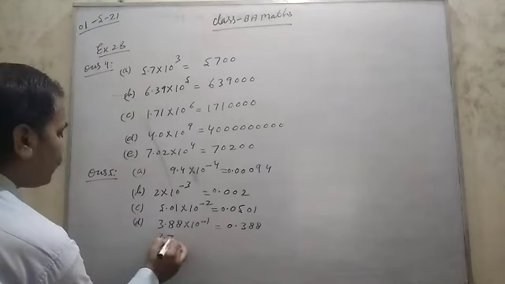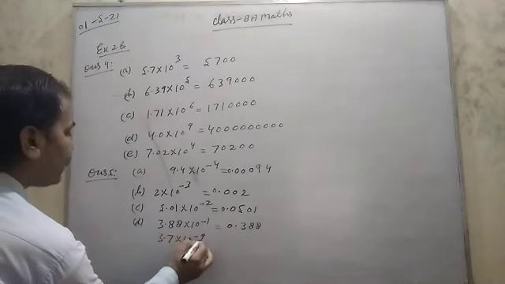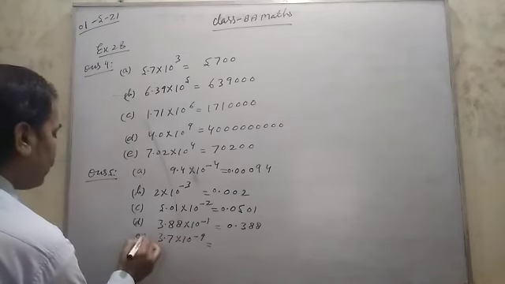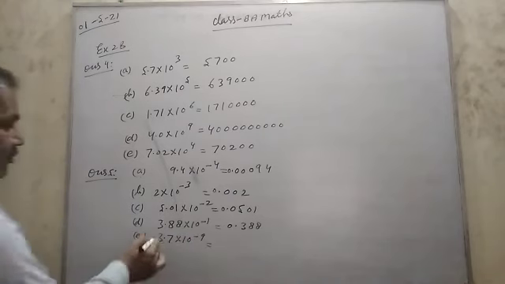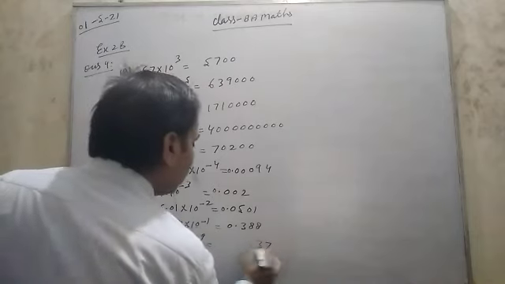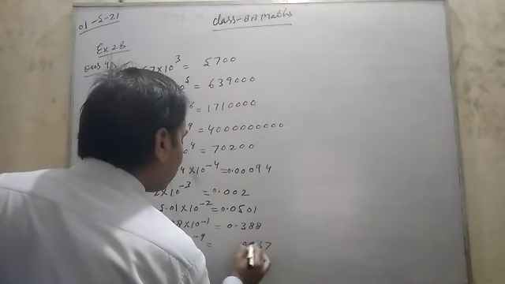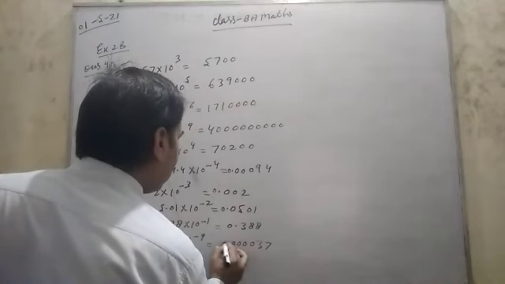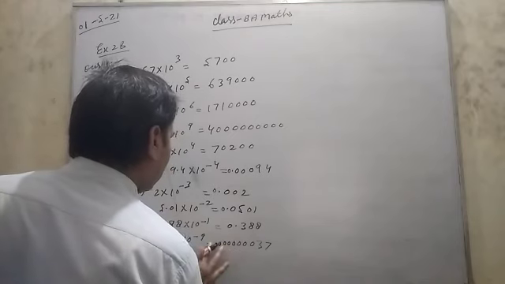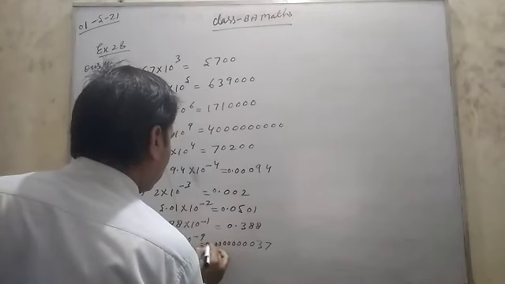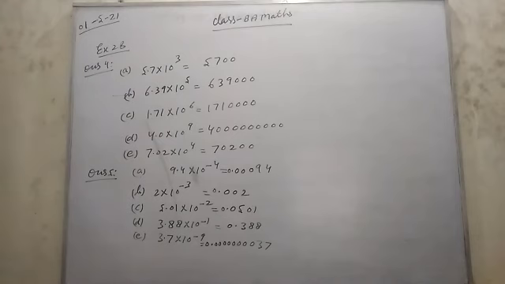3.7 into 10 to the power minus 9. So 9 digits left, 1 digit given, 3. Then the remaining 8 places are 0. Okay.